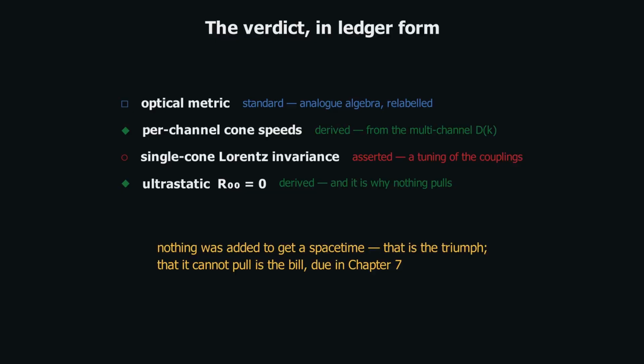Nothing new was added to get a spacetime. That is the triumph. That the spacetime is forceless is the bill, and it comes due in chapter 7. Notice what was not claimed here: no gravity, no derivation of Lorentz invariance, no new number that experiment has not already measured. What we have is a lattice that manufactured a Lorentzian geometry out of nothing but stiffness and inertia.